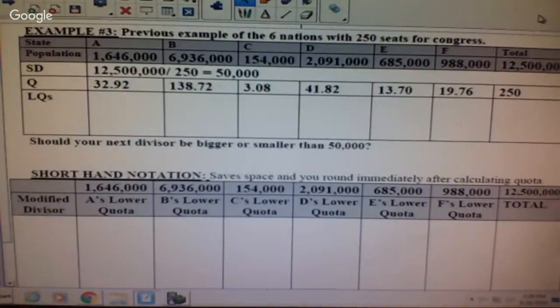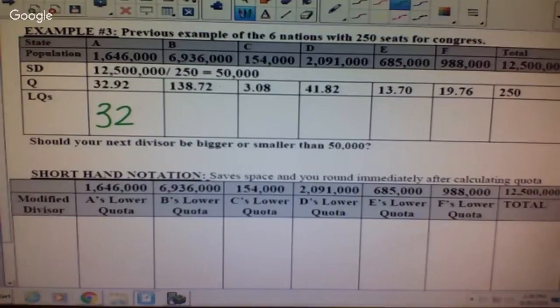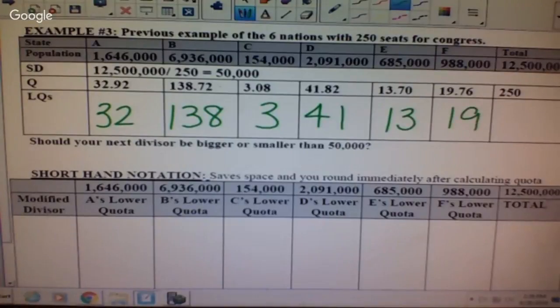Okay, so my lower quotas according to these right now are what? What's state A's lower quota? 32. B is 138. C is 13. 32, 19, 40.